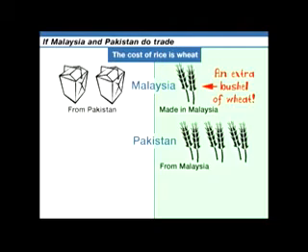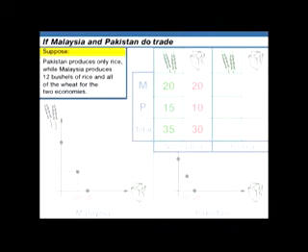But we now have 1 extra bushel of wheat. This extra bushel of wheat was created by specialization and trade. This bushel of wheat did not exist before. We're back where we started with 1 extra bushel of wheat. That's what happens when 2 countries specialize in trade.